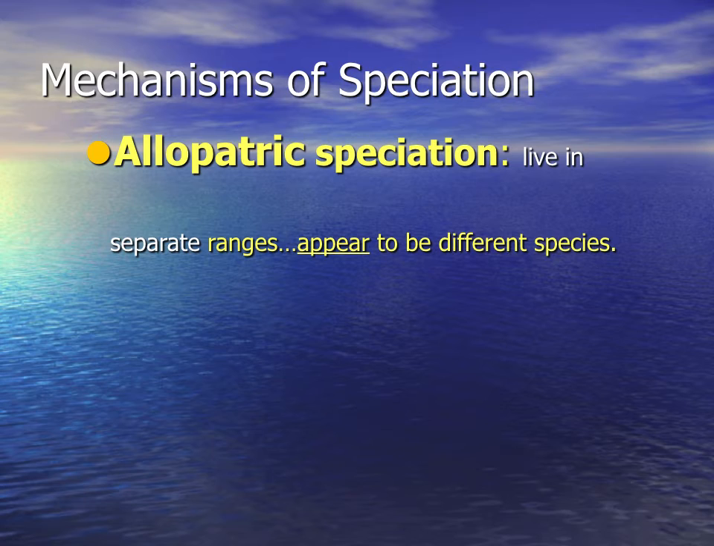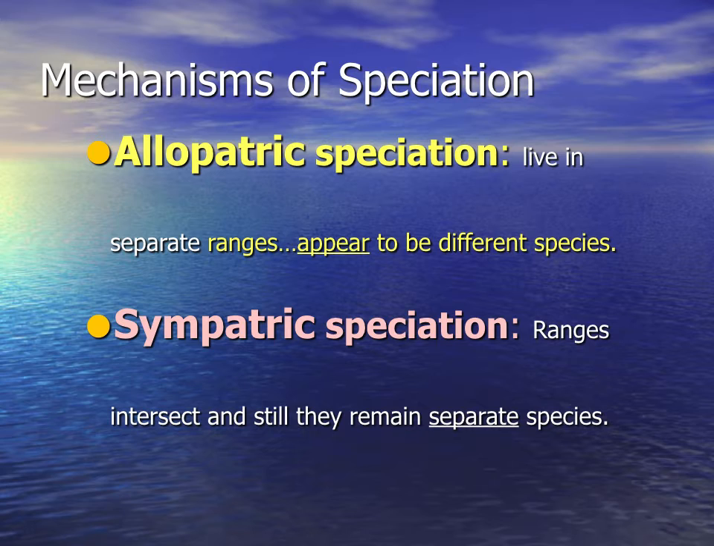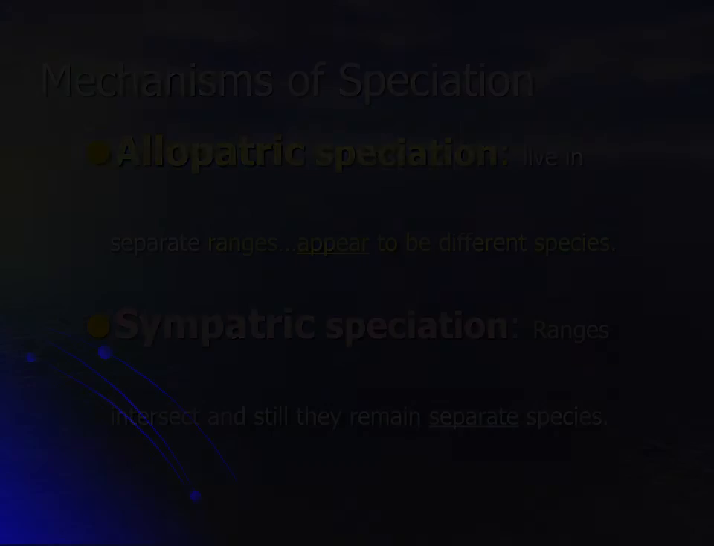So, mechanisms of speciation. This one's pretty cool. Allopatric: separate ranges, appear to be different species. They're separated by a barrier. Now sympatric: they're in the same area, but they remain separate species. So something else, probably a behavioral isolation or a temporal isolation, is going to affect sympatric. Allopatric, they're in a different range and they're different species, but they can't interact with one another anyway to see if reproduction would occur. Sympatric speciation, they could theoretically reproduce, but they're so different from one another that they don't.